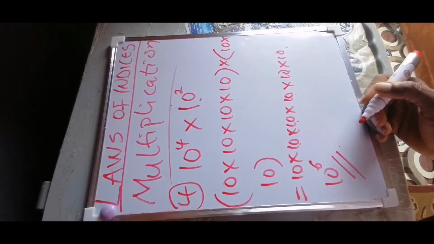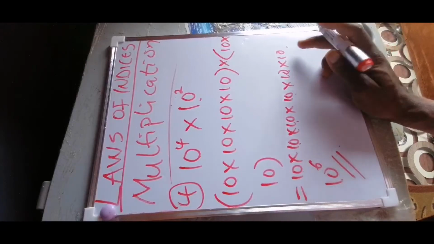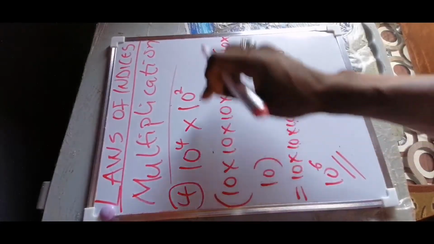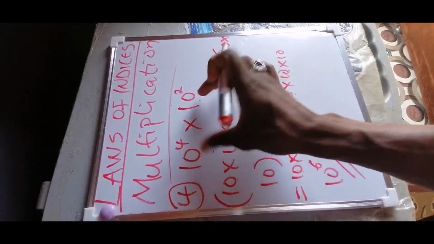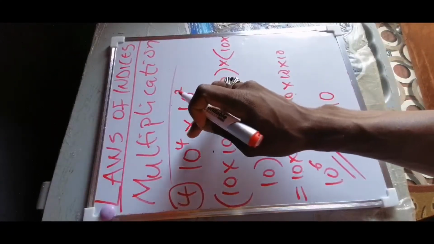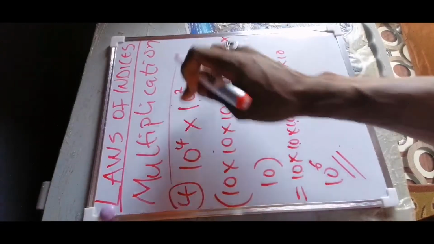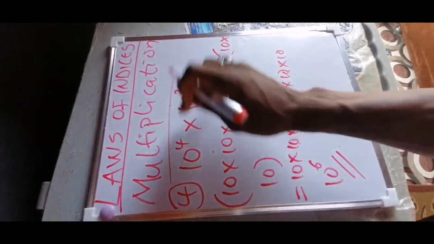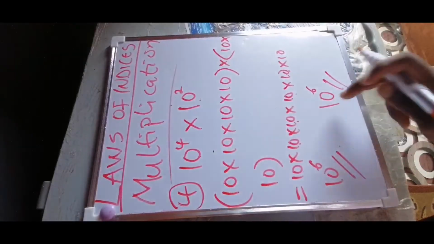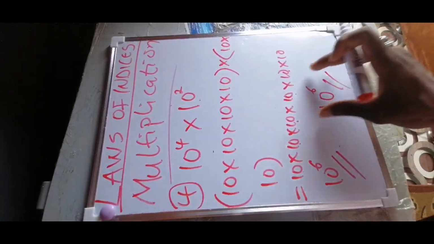Again, if you want to follow the short way, here is 10 and here is 10, so you are going to take only one 10. For the indices, we have 4 and 2. So we are going to add up the indices, making 6. 4 plus 2 equals 6. So it's the same thing as this. This is the simplest way you are going to solve it.